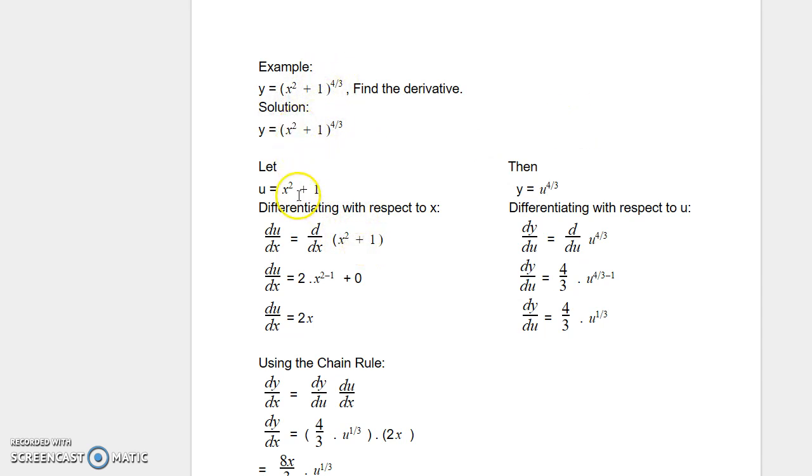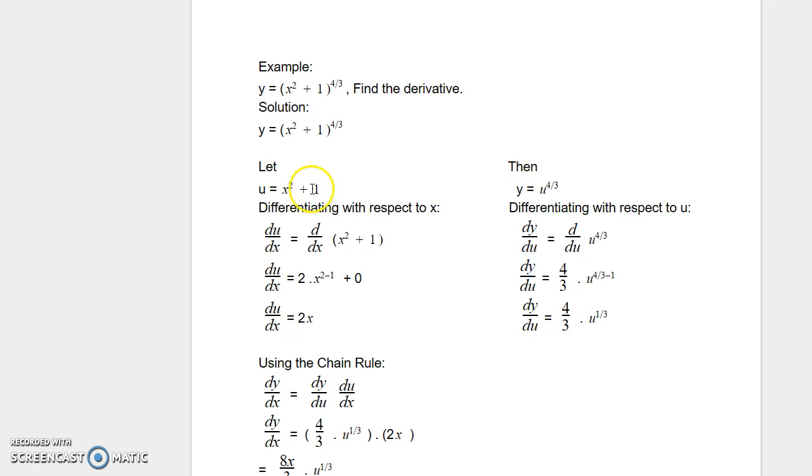So here again, we're going to divide it into two parts, an inside function and an outside function. The main thing here is to recognize what the inside function is and what the outside function will be. So the inside function here is u. Let u be equal to x squared plus 1, and therefore the outside function y will be equal to u to the power of 4 over 3. Now we have two functions. We can differentiate these functions separately, combine them using the chain rule, and arrive at our solution. Let us see how that works.